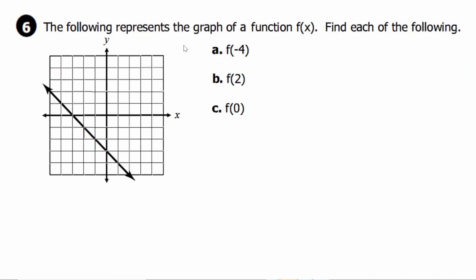So we're saying right here, take the function and plug in x is -4. So we're looking at when x is -4, what's our y value? Okay, so starting from 0, 0, which is right here, we're gonna go to the left 4. Okay, so 1, 2, 3, 4, and we're gonna meet it at the line. What y value does that have? 1. So this would equal 1.